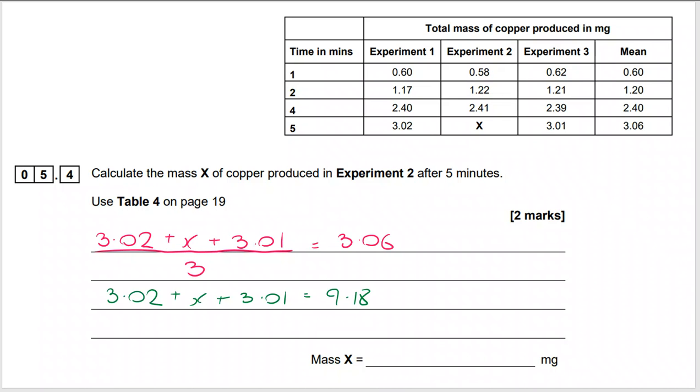Let's multiply both sides by 3. So I've got 9.18 is 3.02 plus X plus 3.01. And actually, if I then rearrange it to make X the subject, 9.18, take away the 3.02 and the 3.01, it gives me a mass of 3.15 milligrams.